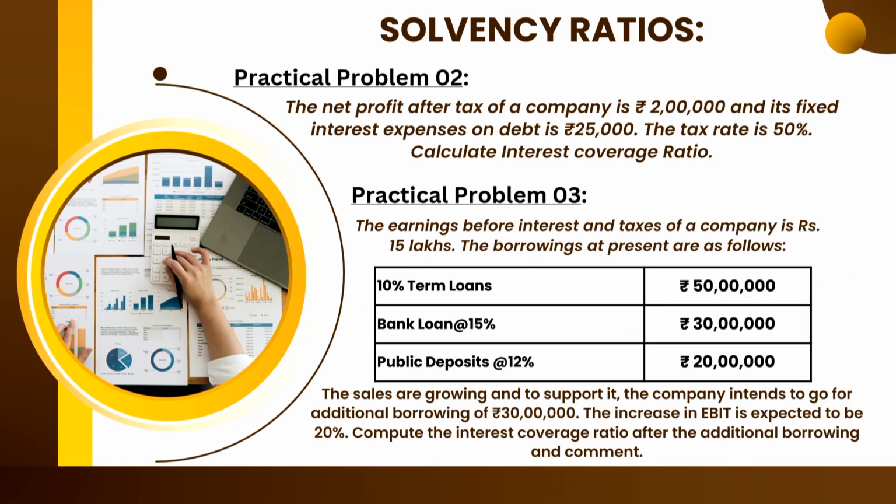Moving to question number 3, which says the earnings before interest and taxes of a company is 15 lakhs. The borrowings at present are 10% term loans, 15% bank loan, and public deposit at the rate of 12%. Finally, the information provided is that sales are growing, and to support it the company intends to go for an additional borrowing of rupees 30 lakhs. The increase in EBIT is expected to be 20%. You are required to compute the interest coverage ratio after the additional borrowings and comment on the same.